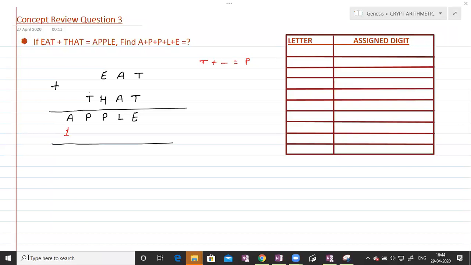So, very simple. T becomes the next number. It means T must be 9. It means E plus H must have a carry, more than 9. If this is 9, the carry we know is only 1. Maximum carry is only 1. It means P must be 0, and this is also 0 then. And A is 1.